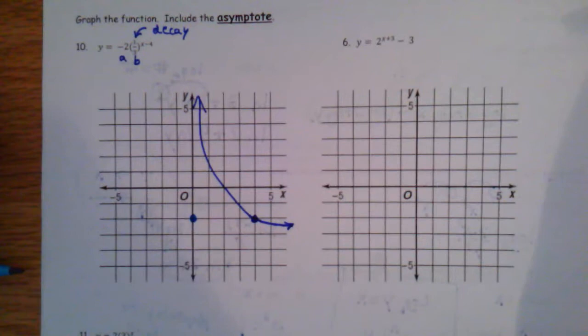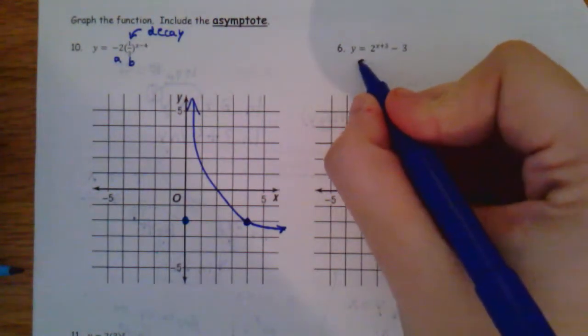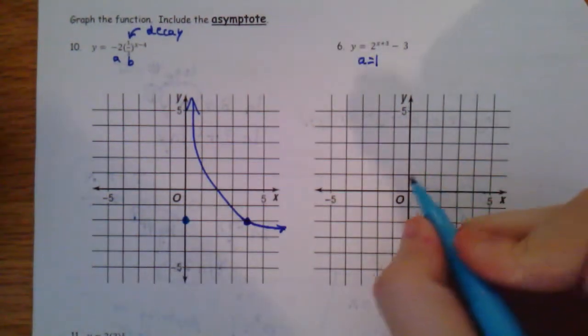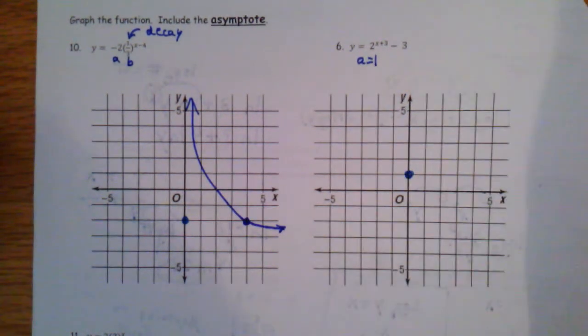Okay. The next one, there is no a value, so we know that a is going to be 1. So that means I'm starting my graph at this y equals 1.